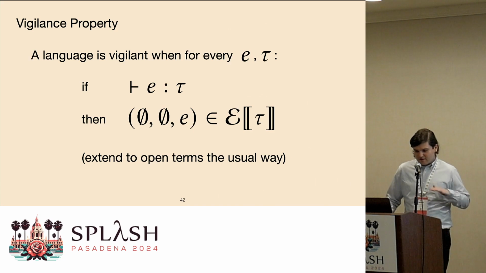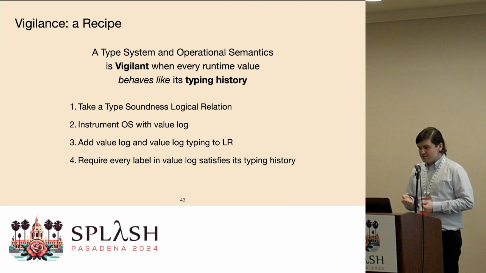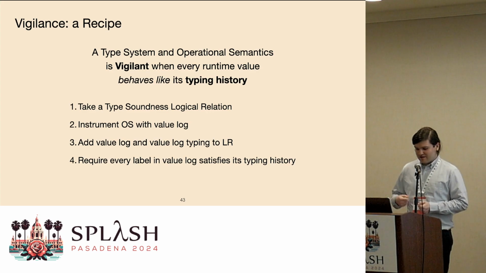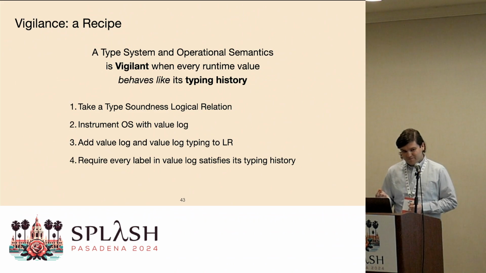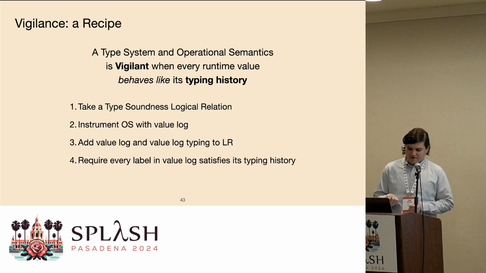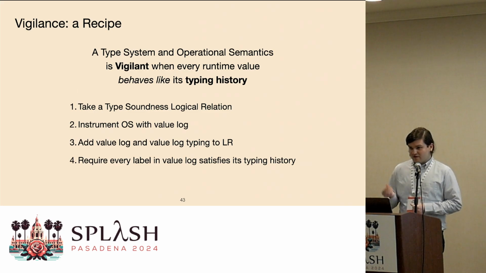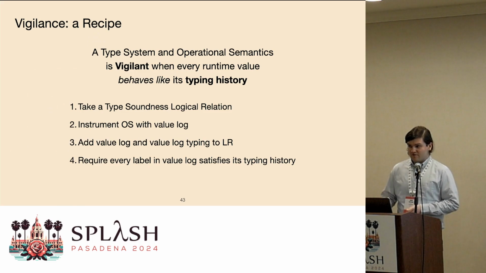And stepping back, summarizing, we now have a bit of a recipe for vigilance, which is that if you have a type system in operational semantics and you want to show that it's vigilant, well, you're going to start with a type soundness logical relation. You're going to instrument your operational semantics with a value log. And then you're going to add the value log and value log typings to your logical relation. And finally, you're going to require every label in your value log satisfies its typing history.